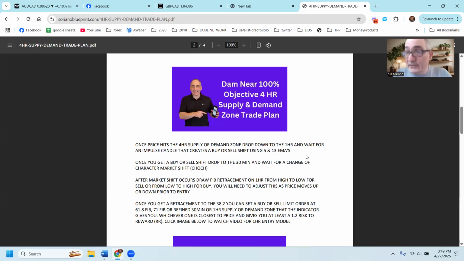If you're buying, you're using that 4-hour demand zone, the bottom of that for your stop loss, and then your target is the beginning of the next supply zone. And the indicator is giving you all these, right? And again, 9.5 times out of 10, it's correct. So it's damn near 100% objective where there's no subjectivity to it, but there is some, and I explain that as I go through the weekly recap and also this outlook here.